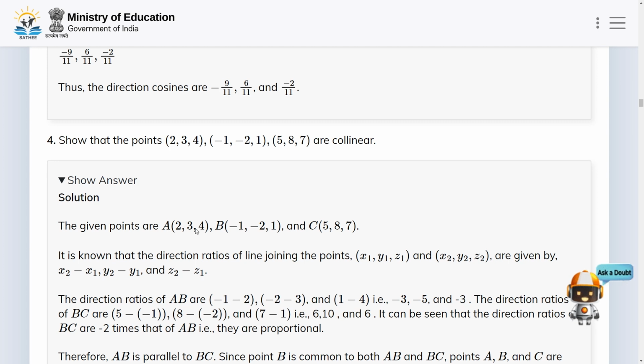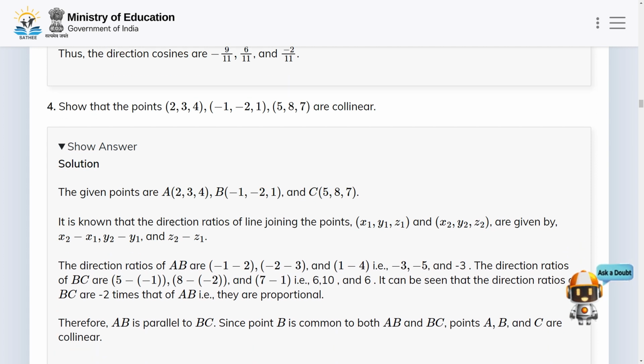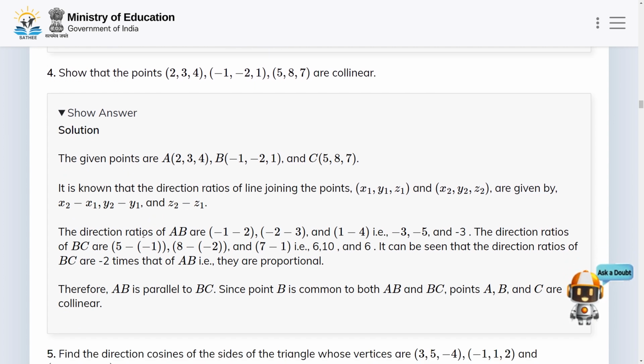The given points A, B, C are (2, 3, 4), (-1, -2, 1), and (5, 8, 7) respectively. It is known that the direction ratios of the line joining the points (x1, y1, z1) and (x2, y2, z2) are given by x2 minus x1, y2 minus y1, and z2 minus z1. So the direction ratios of AB are -1 minus 2, -2 minus 3, and 1 minus 4. That is -3, -5, and -3.